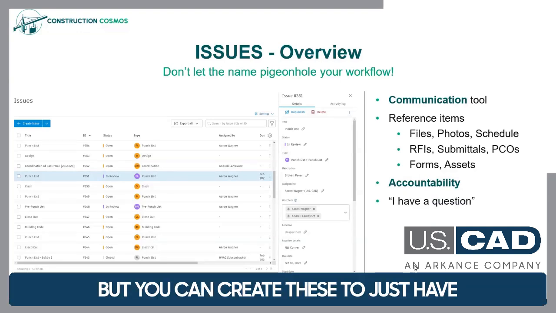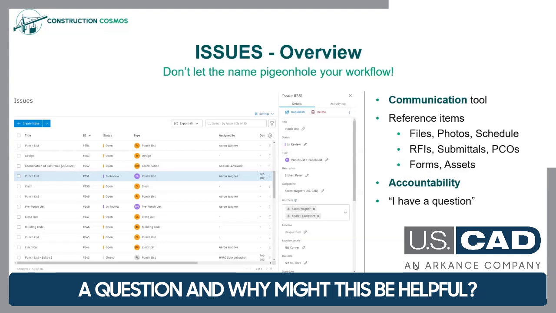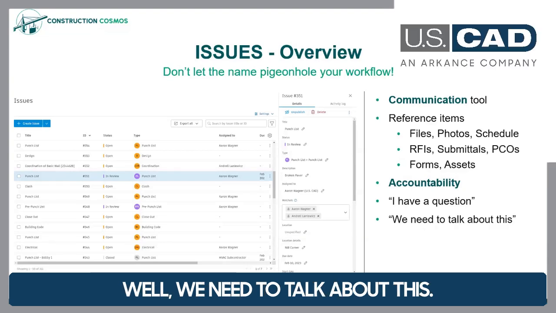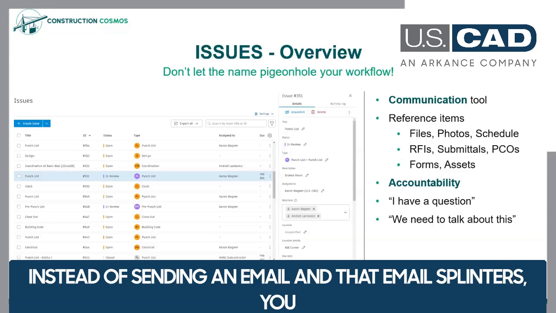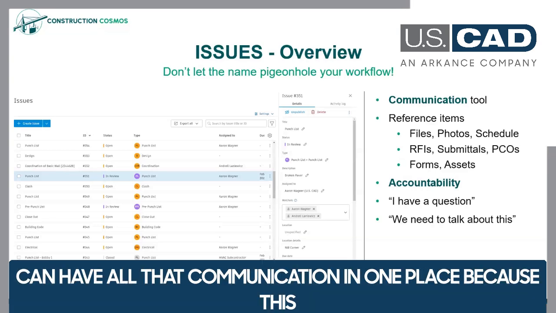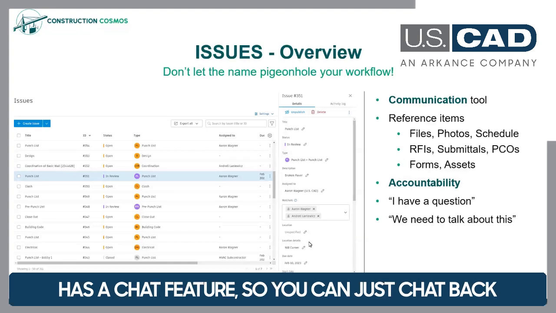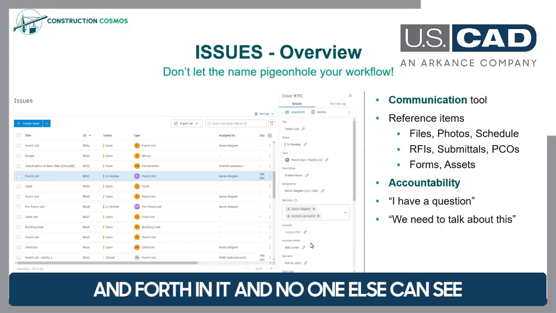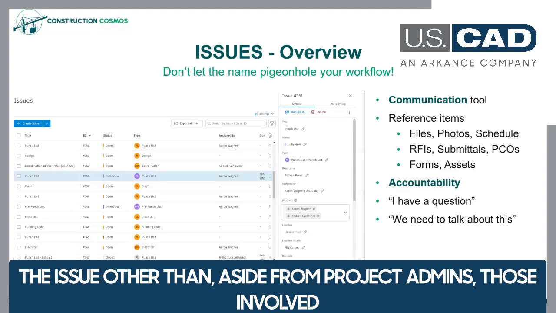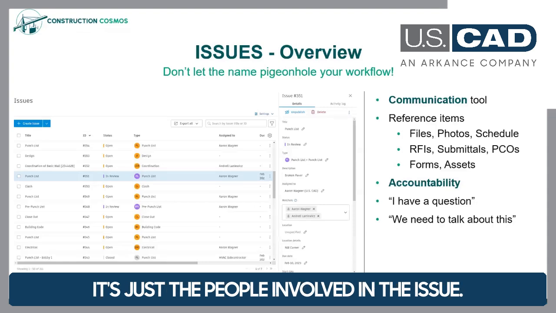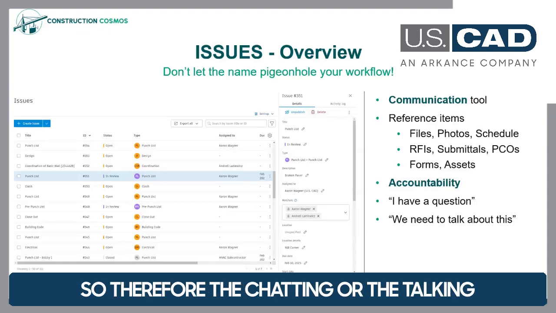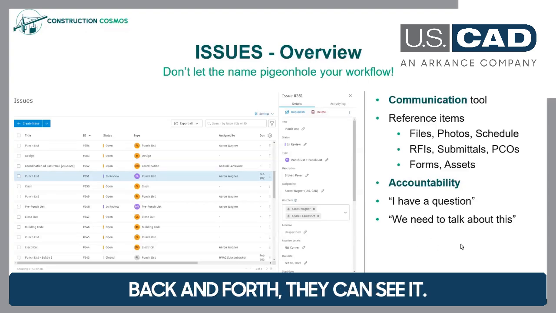But you can create these to just have a question. And why might this be helpful? Well, we need to talk about this. So it's like, all right, I have a question. Let's talk about this. Instead of sending an email and that email splinters, you can have all that communication in one place because this has a chat feature. So you can just chat back and forth in it. And no one else can see the issue aside from project admins and those involved in it, unless they're given explicit permission. It's just the people involved in the issue, so they can see the chatting back and forth.